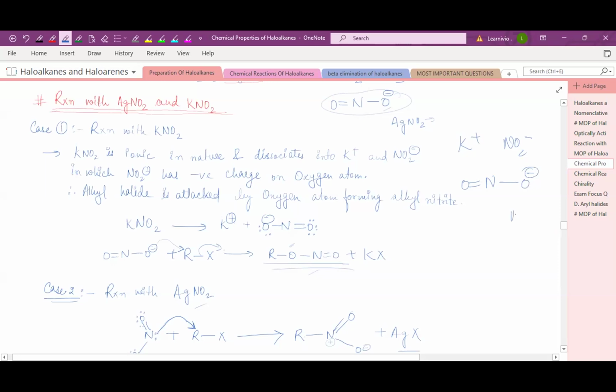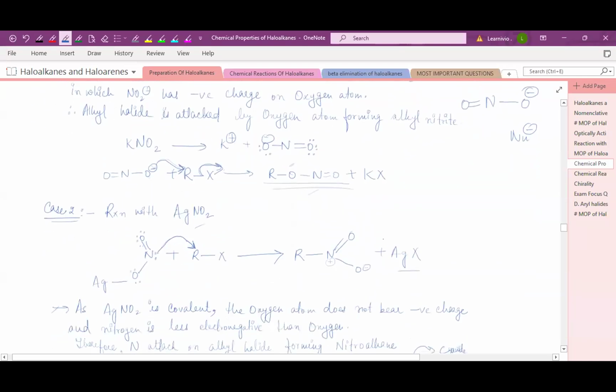And you know what a nucleophile is? A nucleophile is one which has a negative charge, which is electron rich. So this oxygen is electron rich. It has a negative charge. Because of the ionic nature, this oxygen has a negative charge over it, and due to that, the attack is from the oxygen side. So the oxygen will attack the R group, and X will leave. The attachment will be from the oxygen side, and RONO plus KX will be formed. Clear, Qudsiya?